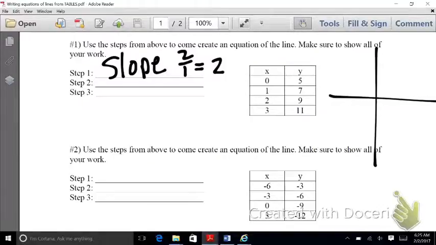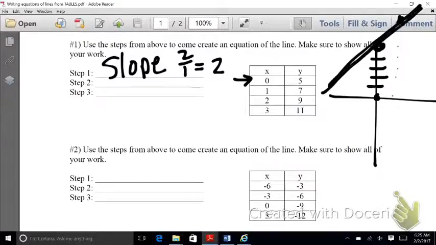But I'm going to give you another visual by kind of just estimating what this table looks like when you graph it. So that first ordered pair that I have right there, that is 0, 5. It wouldn't be over left or right, but it would go up 1, 2, 3, 4, and 5. My other point, 1, 7, would be over to the right 1, and then up 7. And then 2, 9 would be over 2, and then up 9.